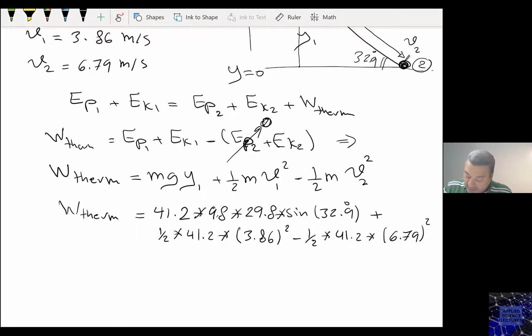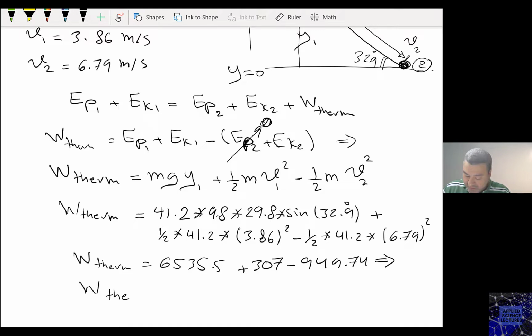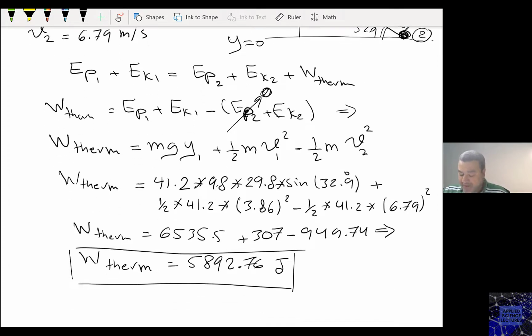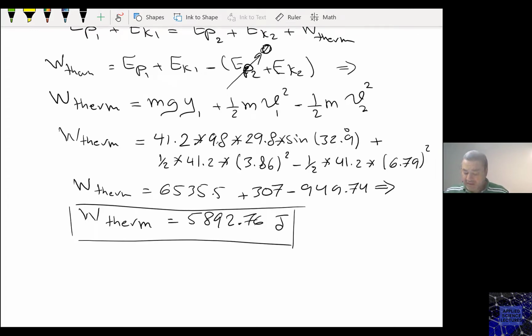Which means W thermal is 535.5 plus 307 minus 974 equals to 5892.76. So this is the thermal energy produced, and we've seen earlier that this equals minus the friction energy, which is a lost energy. So this is a produced energy. That's why it is positive.